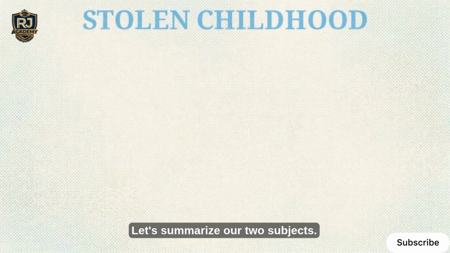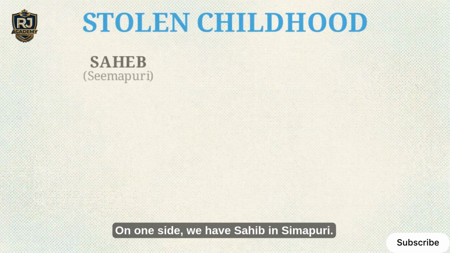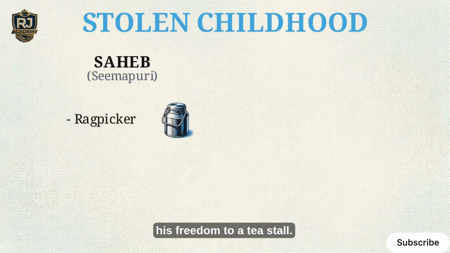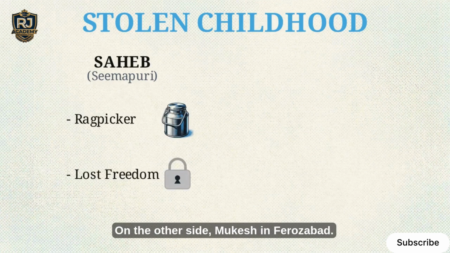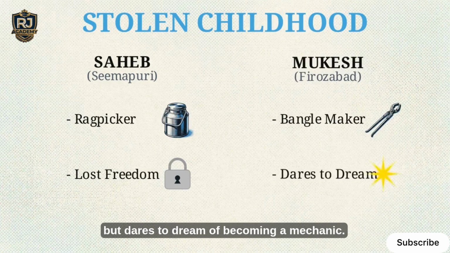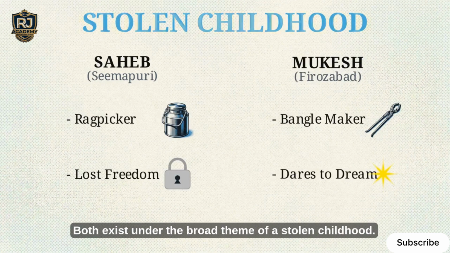Let's summarize our two subjects. On one side, we have Saheb in Seemapuri. He works as a rag picker and ultimately loses his freedom to a tea stall. On the other side, Mukesh in Firozabad. He works in the hazardous bangle industry but dares to dream of becoming a mechanic. Both exist under the broad theme of a stolen childhood.